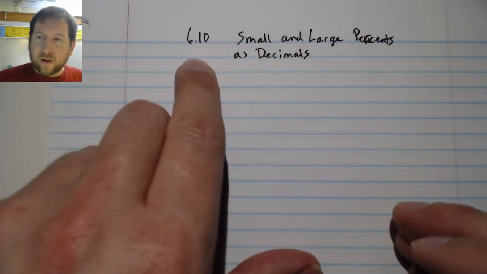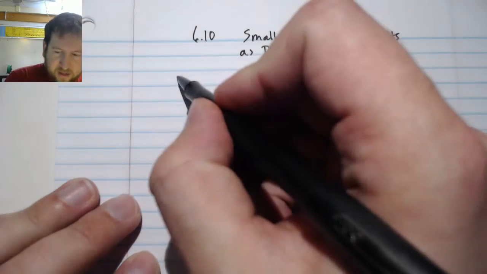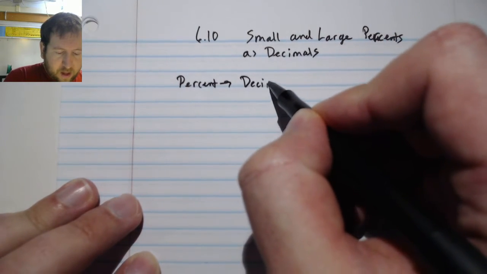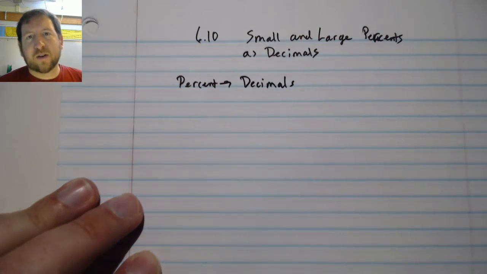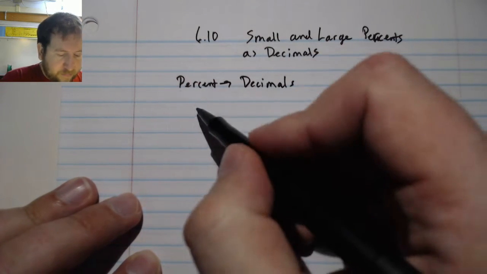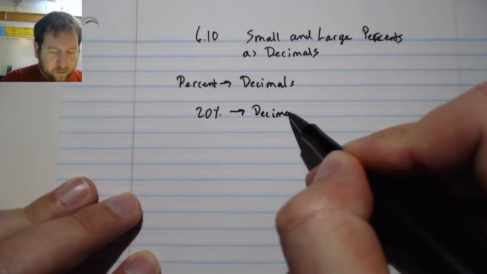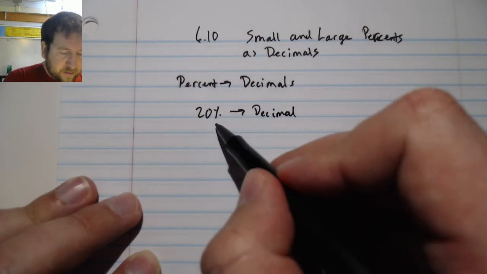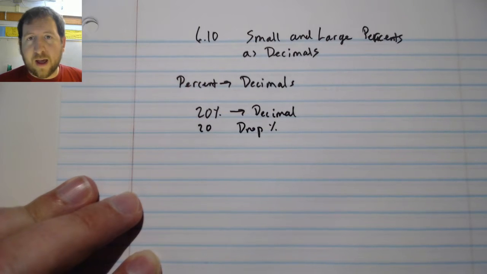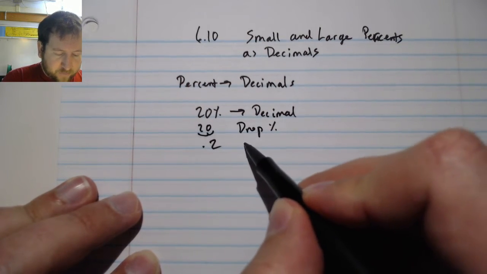All right, we're going to go on to 6.10, small and large percents as decimals. In this section, we're really going to be taking percents and turning them into decimals, but we're going to be looking at the very large and very small percents. So recall quickly that if I wanted to take 20% and turn it into a decimal, all I need to do is drop the percent. Then I would move the decimal point 2 places over, and I would end up with 0.2.